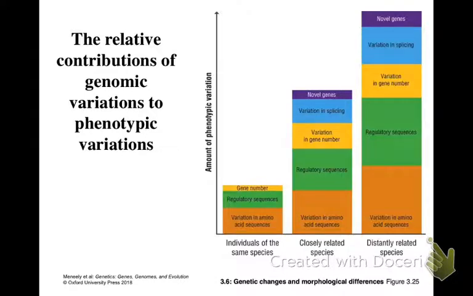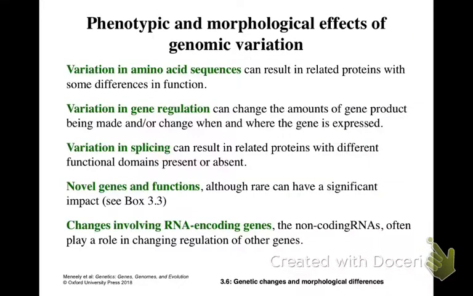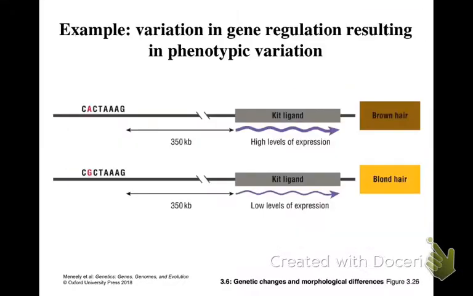And I'm going to go back to here. Alright, going back to this slide, I could sit here and read it for you, but I just encourage you to spend some time with it. This is a great little summary slide of where we get the phenotypic and morphological changes from the genetic variation: variation in amino acid sequences, gene regulation, splicing, novel genes, and RNA encoding genes. It's a great summary slide to look at.